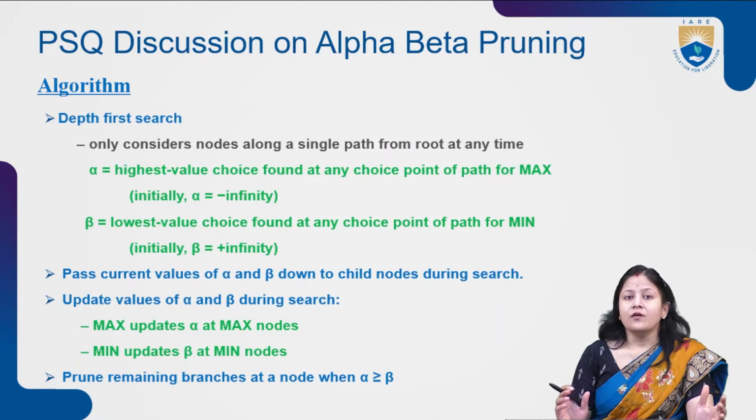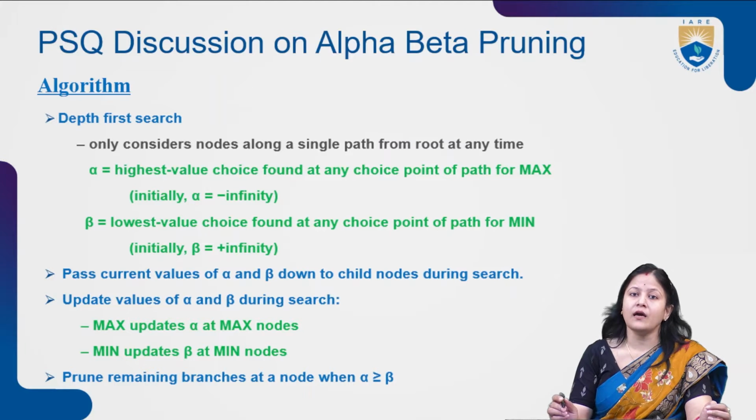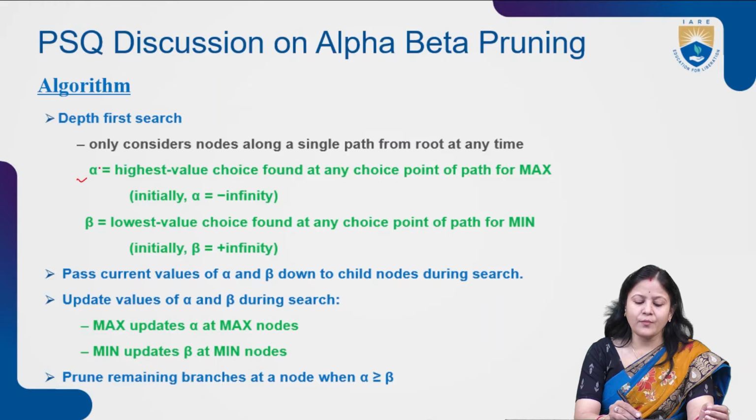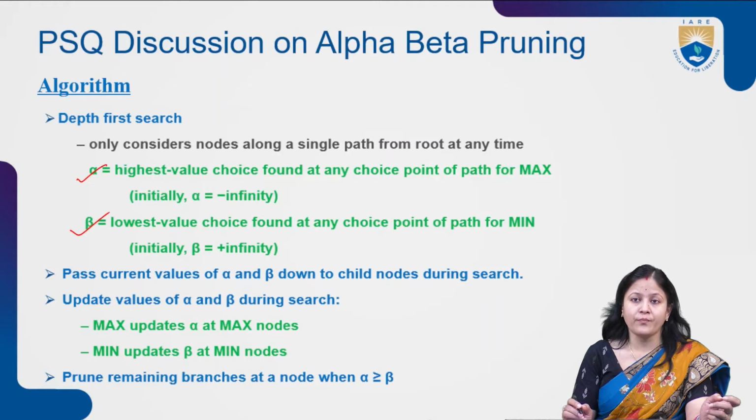So this is the algorithm for alpha-beta pruning, as it follows depth first search. Here it only considers the nodes along a single path from the root at any time. Alpha and beta are the two threshold parameters. Alpha is the highest value choice found at any choice point of a path for the max player, whose initial value is minus infinity, and beta is the worst case value, whose value is plus infinity, and we pass the current value of alpha and beta down to the child node.